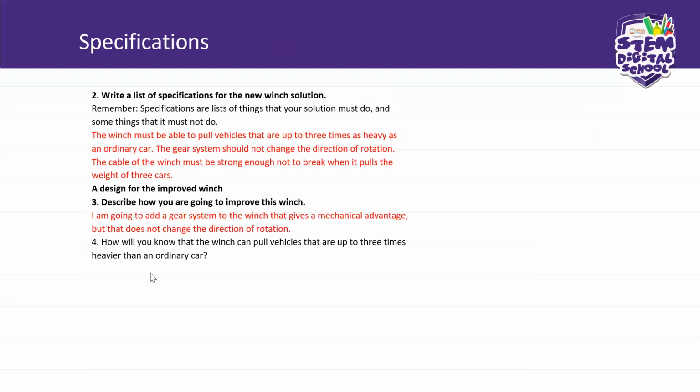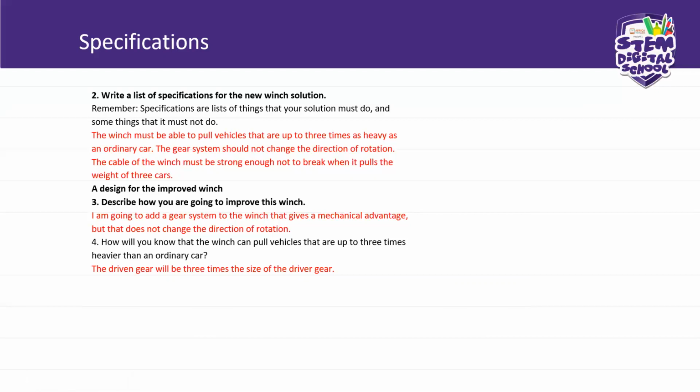Now, how will you know that the winch can pull vehicles that are up to 3 times heavier than an ordinary car? Okay, how will you know? When you are designing this, how will you know that now this system can give me a mechanical advantage that is able to pull the weight of 3 cars? The driven gear will be 3 times the size of the driver gear. I think you understand now. Okay, do you all understand what the system should be like?